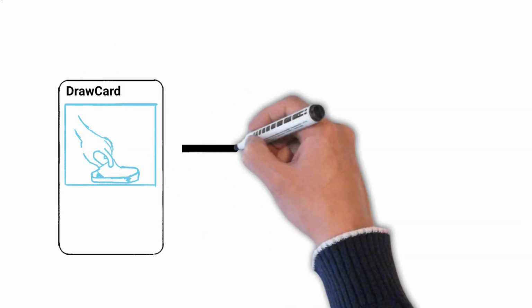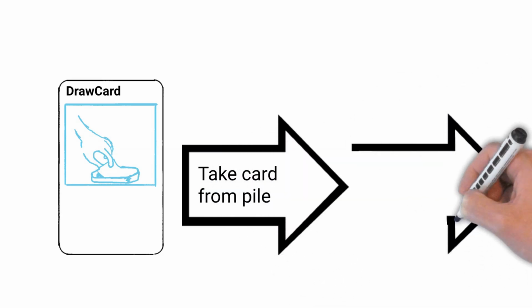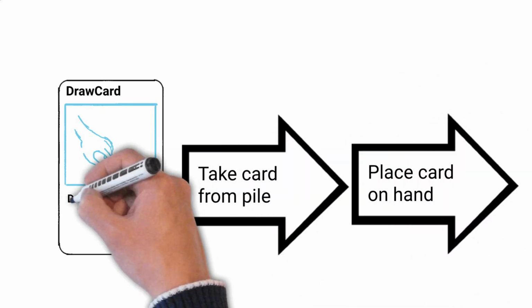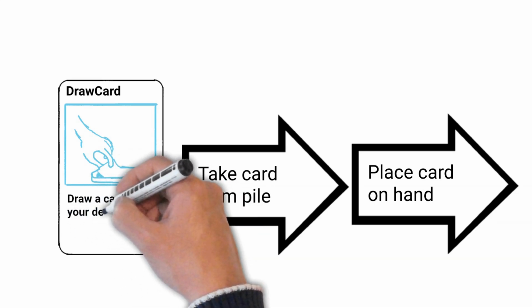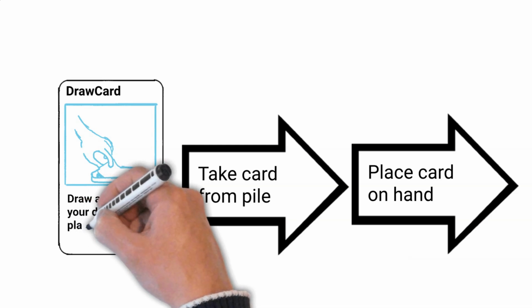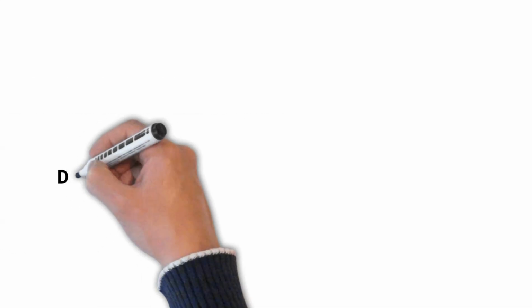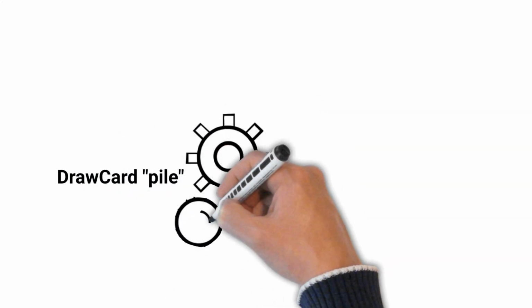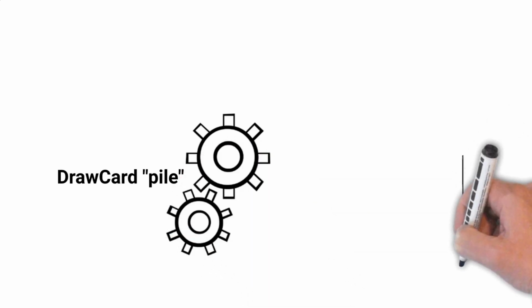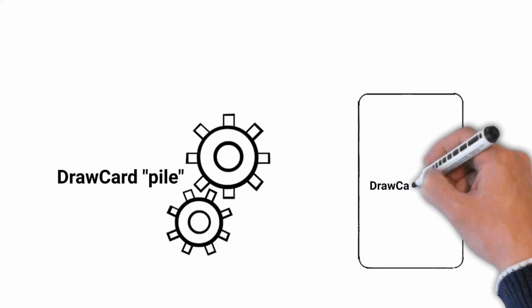A concept could be draw card, and a behavior would take a card from a pile and place it on the current player's hand. To determine which pile the card should be taken from, the concept should be associated with parameters, like a card that states, draw a card from your deck and place it on your hand. The operations can be executed immediately, for example to set up the game, or postponed for later as the result of drawing or playing a card.